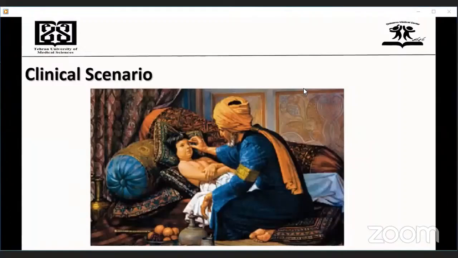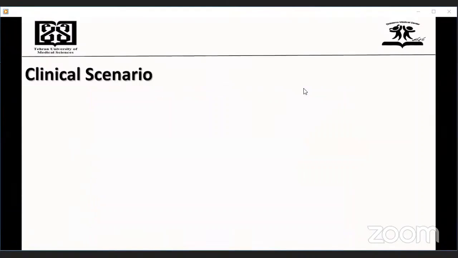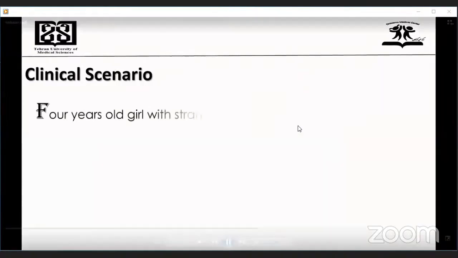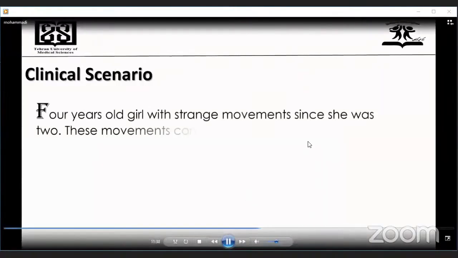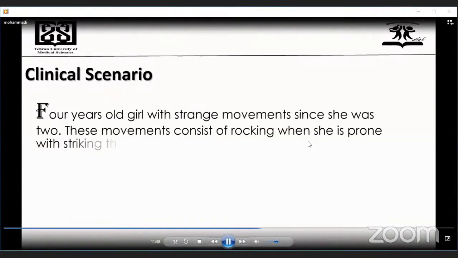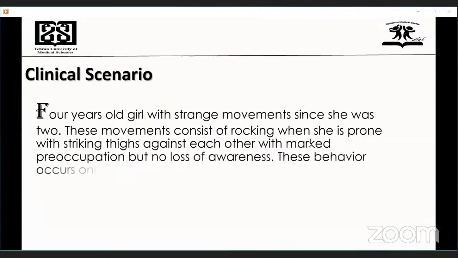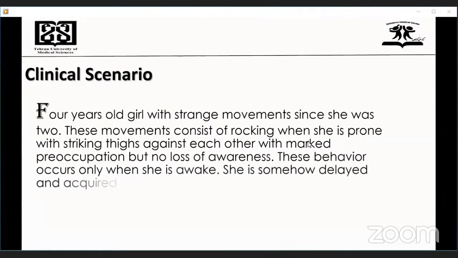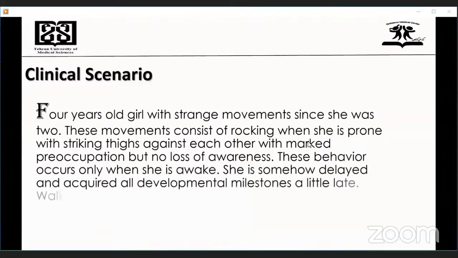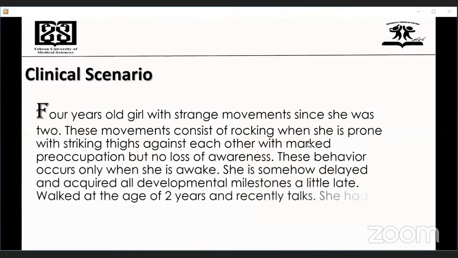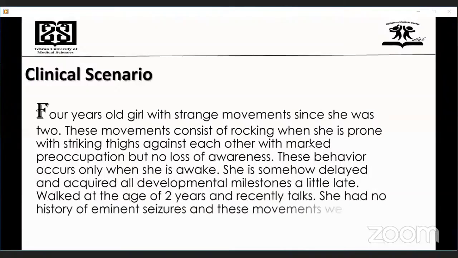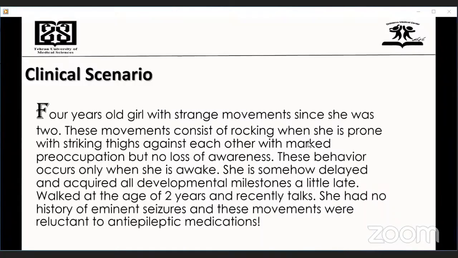Let's have another clinical scenario. A 4-year-old girl with strange movements since she was 2. These movements consist of rocking when she is prone, with striking her thighs against each other, with marked preoccupation but no loss of awareness. This behavior occurs only when she is awake.